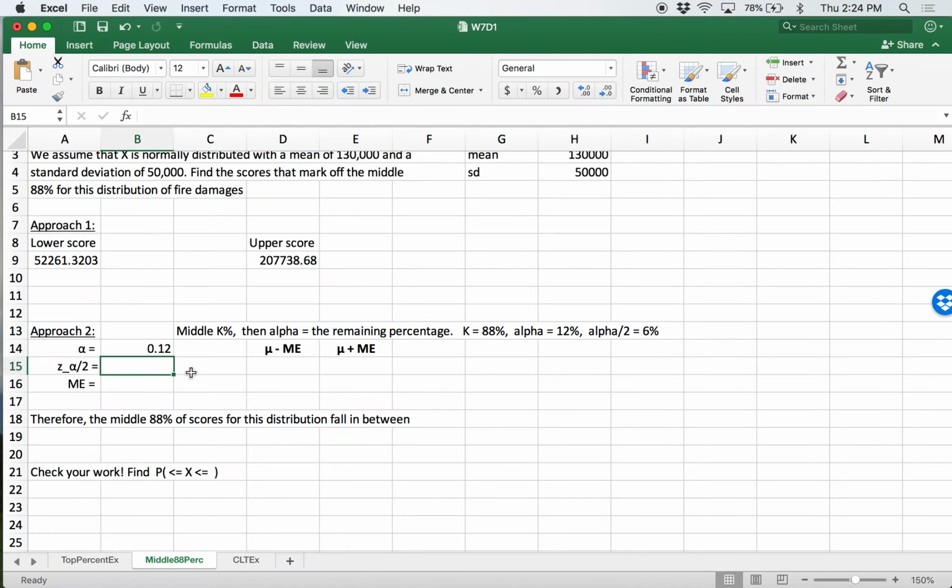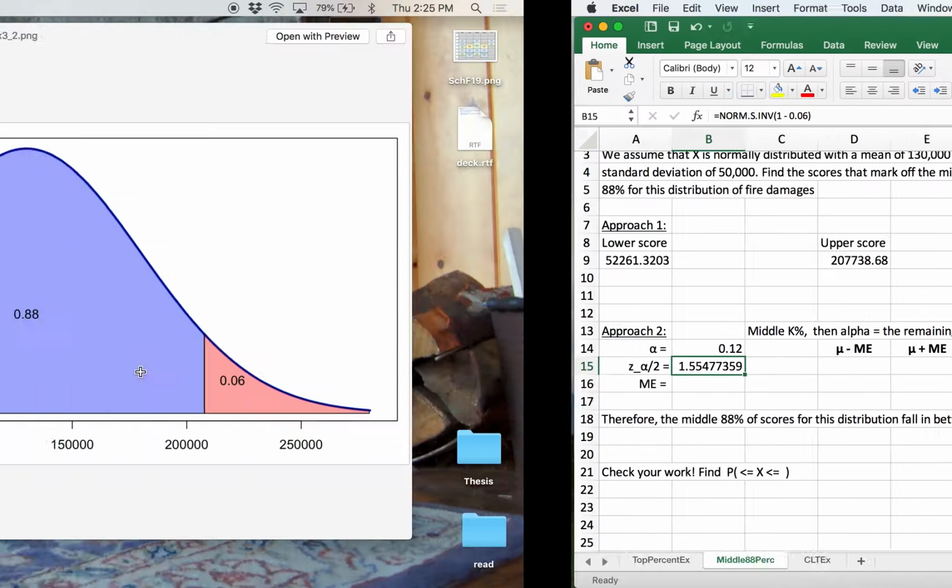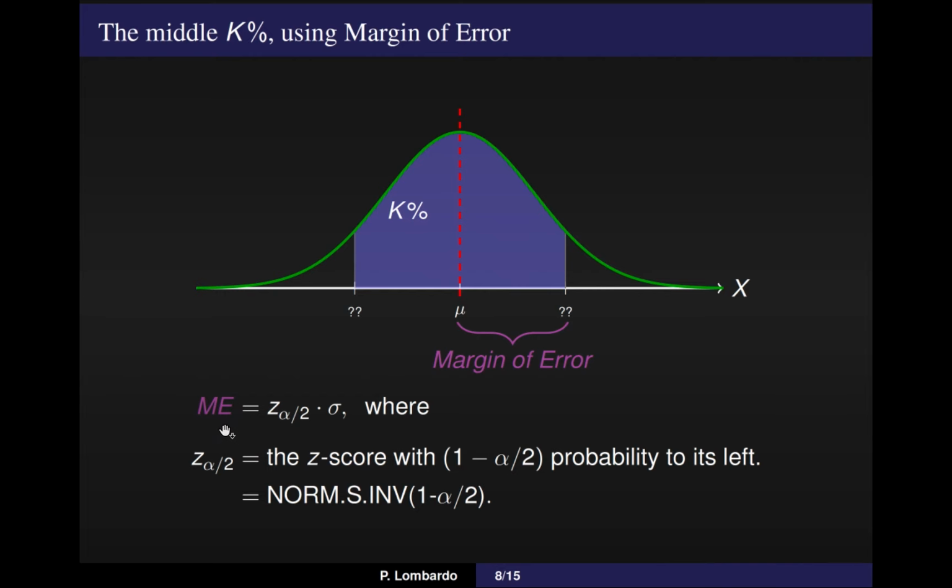So this is going to look like norm.s.inverse. And built into the notation is a reminder to use the standard normal distribution, right? This is a z-score associated to this measurement alpha over 2, or this 6%. What we want to do is do 1 minus the alpha over 2 value, so 1 minus 0.06, and this will give us the appropriate z-score that we need to use in our margin of error formula. So we just found this value here.